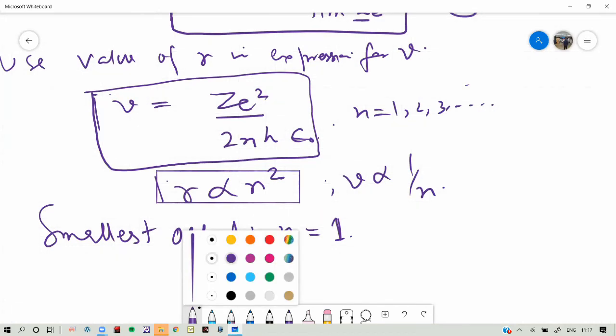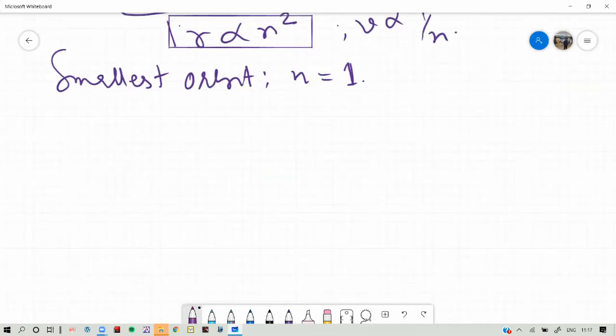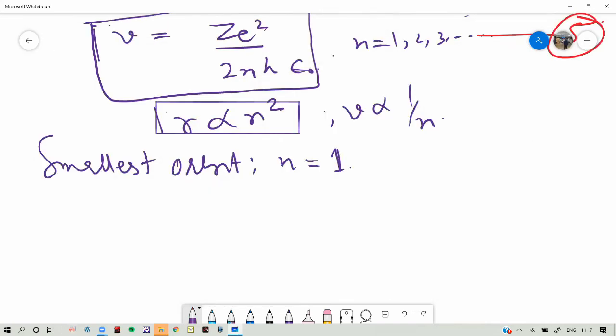Actually, I will put up a different color for that. So this is equation 5. Don't worry. Equation 5. So the smallest orbit will be n equal to 1.